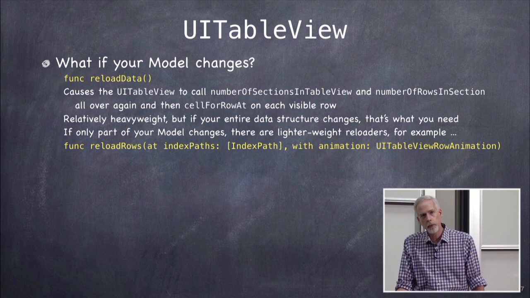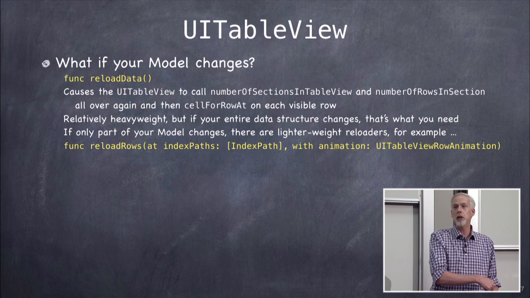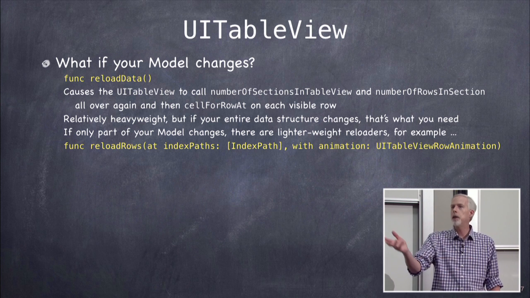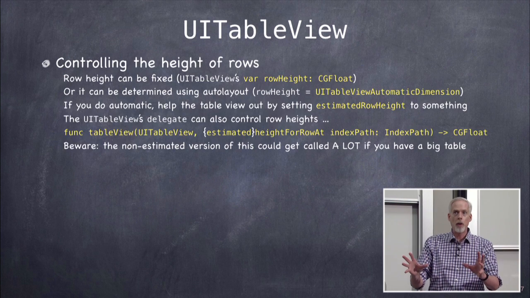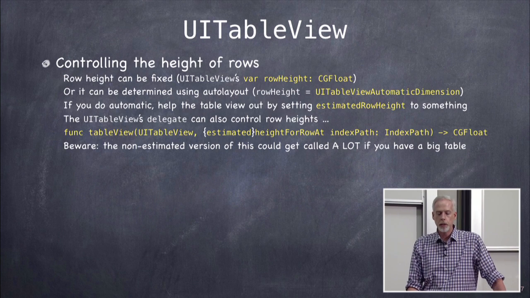Because when you tell your table view things have changed, it's going to go back and ask you cell for row at index path, number of sections. It'll ask you those questions, some of them, again. So make sure your model's already changed and ready to answer those questions.